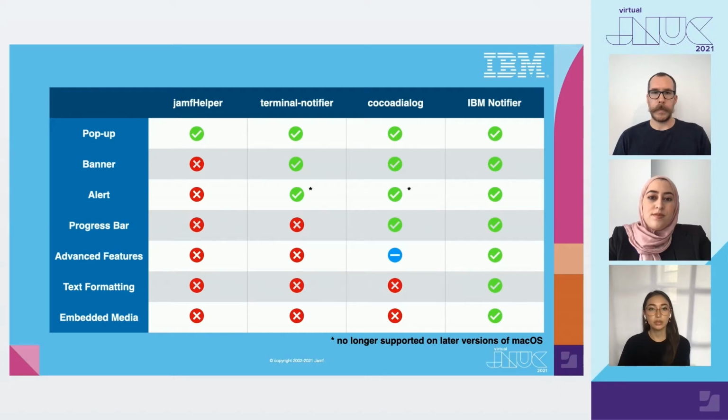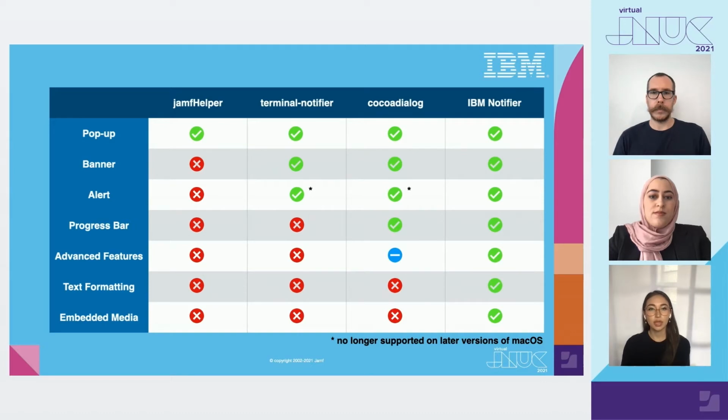IBM Notifier also supports text formatting and markup. This allows for custom branding so you can use your own organization's font in your messaging. Embedded media is a feature we always wanted, but there wasn't anything out there that fit our use cases to autoplay videos, encode images, and provide informative graphics.